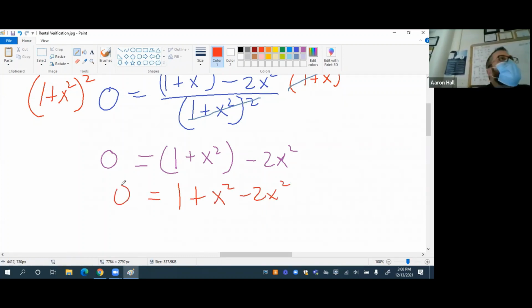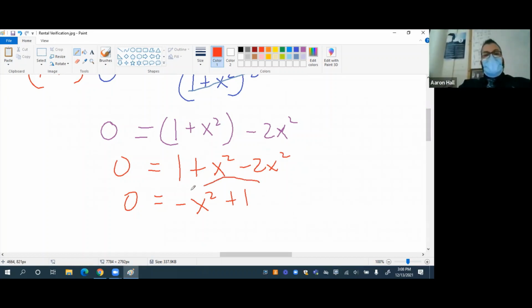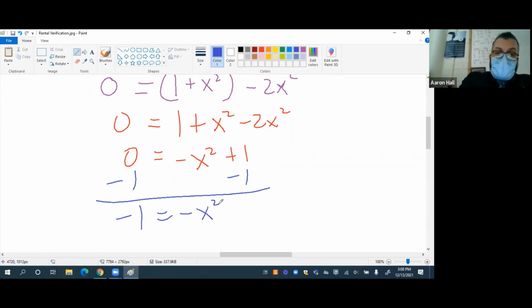And then was that Chris that said combine like terms? Good job, Chris. So if I combine my like terms, what do I get? How many x's do I have? I just have, yeah, negative x squared plus 1. Does that look right? Okay, now what? Subtract, okay. Friday, a student said, Mr. All, don't we have a difference of squares? And we do, but we can do it the other way as well. We can subtract 1 from both sides. That gives me negative 1 equals negative x squared. Now what?